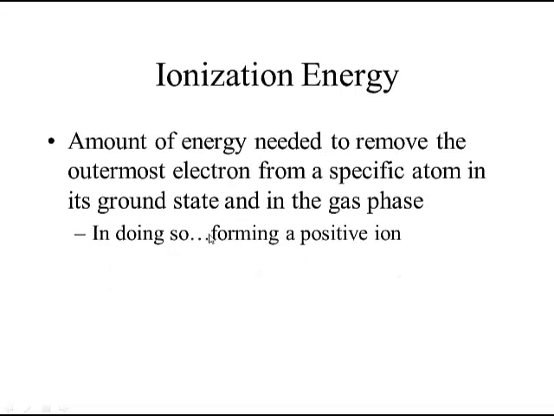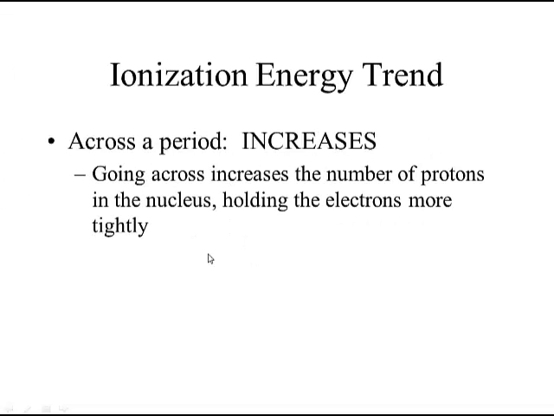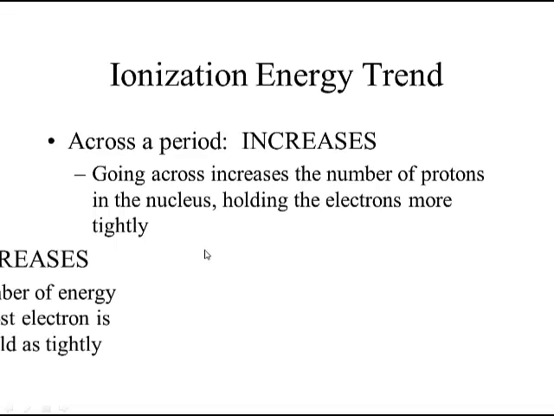Ionization energy. You worked on your packet a little bit, and again, this is just review. It's the amount of energy needed to remove the outermost electron, in the ground state, in the gas phase. When you pull that electron away, if it's held really closely and tightly by the nucleus, it's going to be tougher to do so. So as you go across the period, the ionization energy, or the amount of energy needed to pull that electron away, is going to increase because the nucleus is holding those electrons tighter.